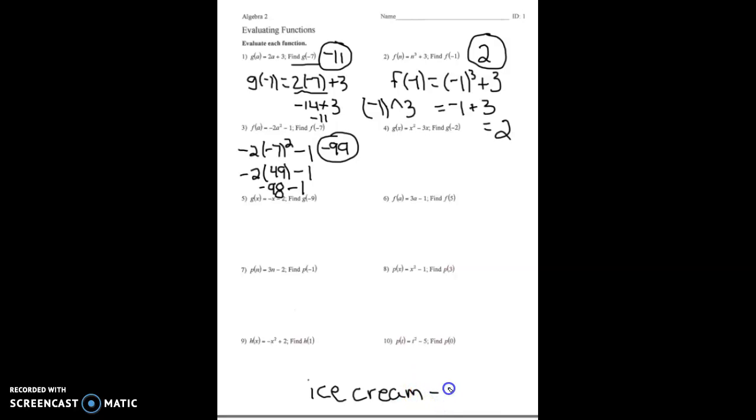So mine, I'm kind of plain. It's vanilla. Got to put some sprinkles on the top and maybe some caramel sauce or something, but plain old vanilla is good for me.